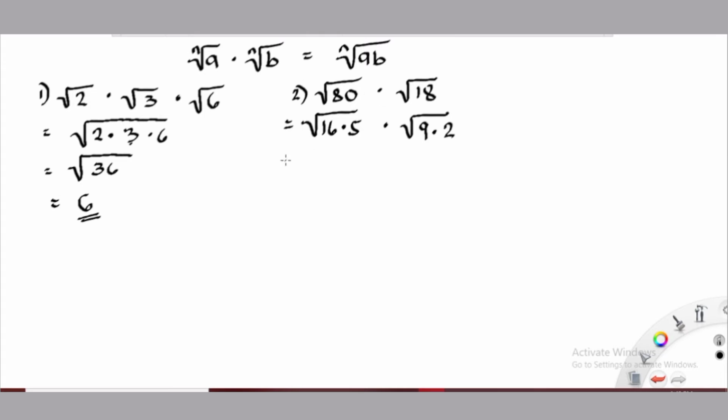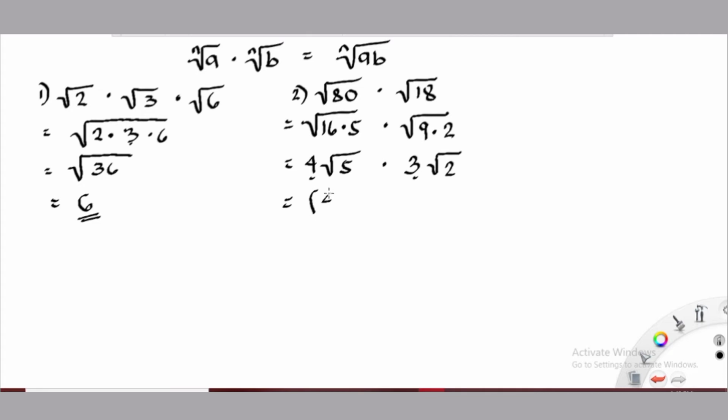Now, let us simplify this. The square root of 16 is 4. Lalabas natin yan ng radical sign, and then maiiwan ang 5 sa loob. Times the square root of 9, that will give us 3. And then, lalabas na siya sa radical sign, maiiwan ang 2. So, 3 square root of 2. Okay? So, the next procedure is, let's multiply the coefficients muna. So, we have 4 and 3. So, 4 times 3. Alright?